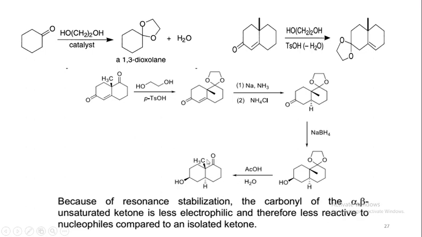That means this is our desired product in which we reduce this carbonyl carbon in presence of this other carbonyl carbon. This is impossible directly. Therefore we use the protection and deprotection method. In the first step we protect this carbonyl carbon, and only then can we reduce this group by using NaBH4. This is because of resonance stabilization, the carbonyl of an alpha beta unsaturated ketone is less electrophilic and therefore less reactive to nucleophiles compared to isolated ketones.